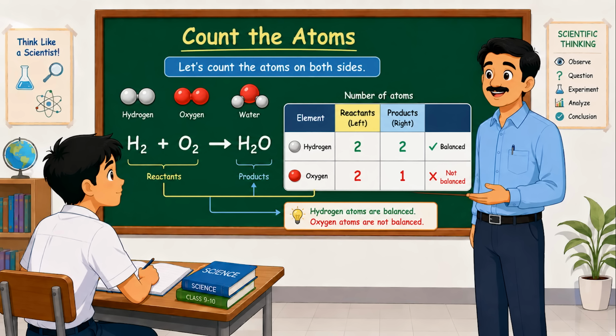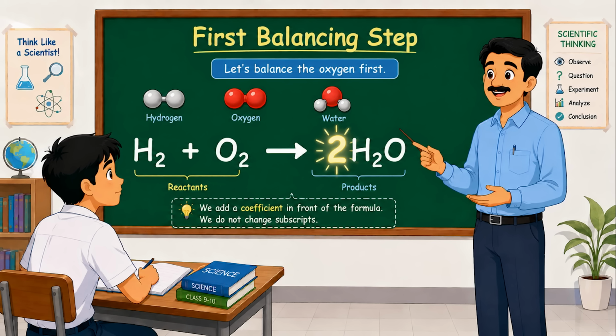Let us start with hydrogen and oxygen forming water. H2 plus O2 gives H2O. Count the atoms. Hydrogen is already equal, but oxygen is not. There are 2 oxygens on the left and only 1 on the right. Put a 2 in front of water. Now the equation becomes H2 plus O2 gives 2H2O.